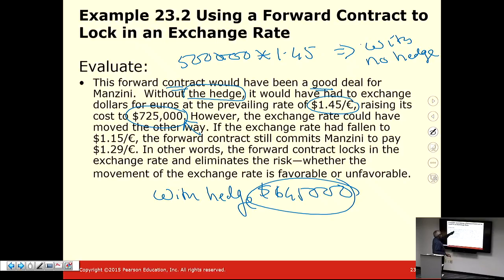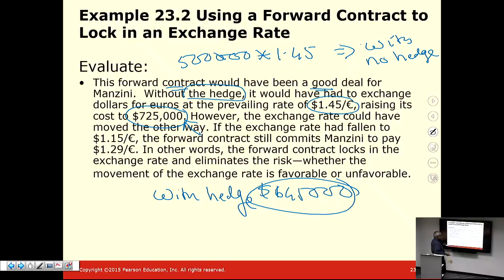Because that would be 500,000 multiplied by 120, which I'm assuming will be about 600,000. So they will end up paying more than they would with the hedge. They're paying 645,000. Without the hedge, they would have paid 600,000 had the exchange rate fallen to 120.